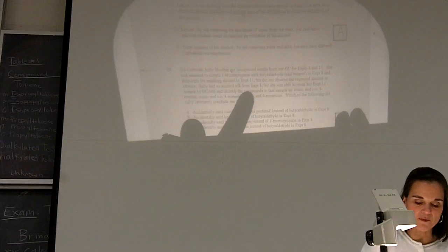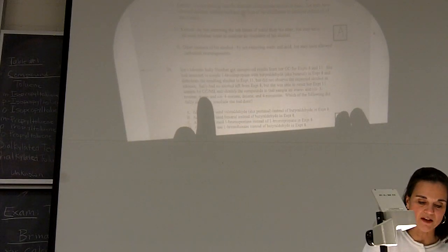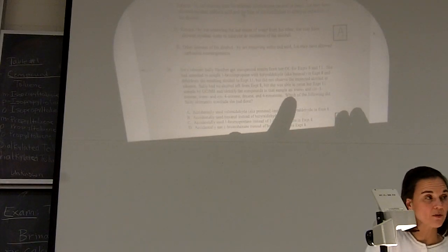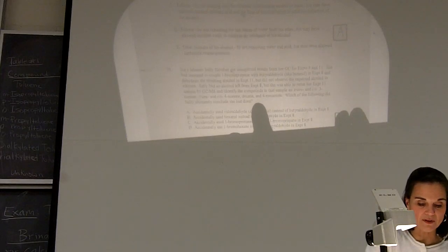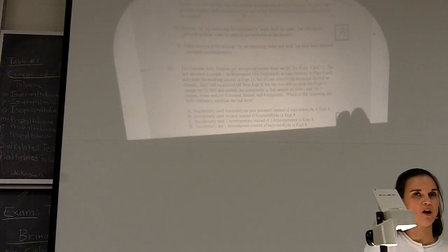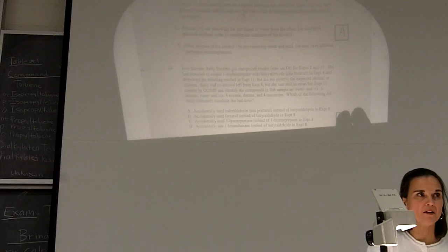Sally had no alcohol left from experiment 8, but she was able to rerun her experiment 11 sampled by GCMS and identify the compounds in the sample as trans and cis 3-nonene, trans and cis 4-nonene, decane, and 4-nonenone. Which of the following did Sally ultimately conclude she had done? So, accidentally used valeraldehyde or pentanol. Would that have caused the problem? What product would you have gotten with valeraldehyde? Octanol, right? So that's not going to cause the problem.